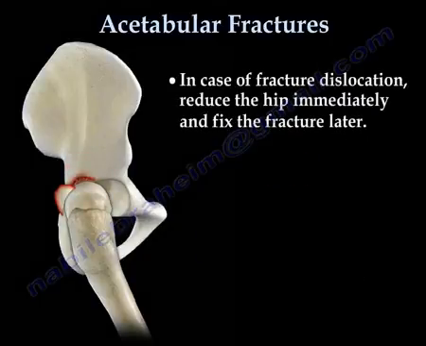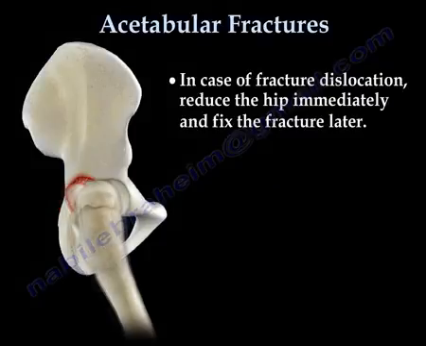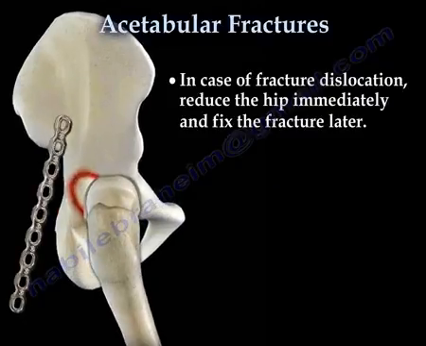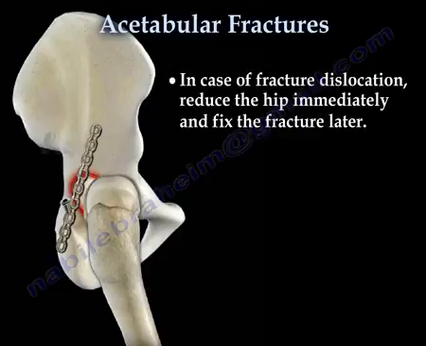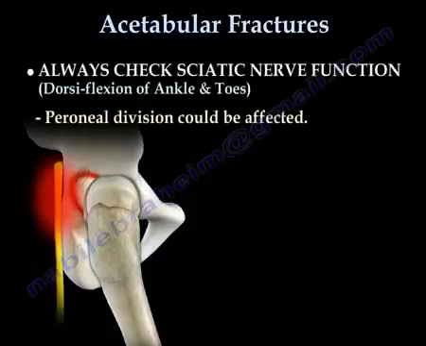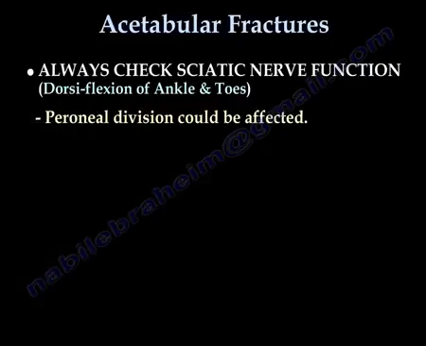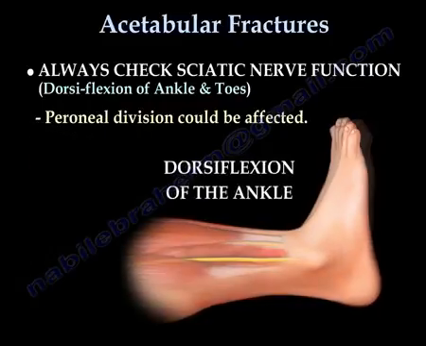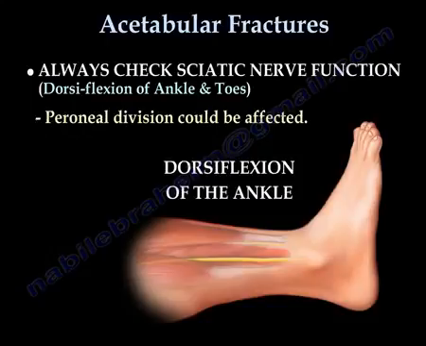In case of fracture dislocation, reduce the hip immediately and fix the fracture later if the fracture needs fixation. Always check the sciatic nerve function. The peroneal division of the sciatic nerve may be affected. Check dorsiflexion of the ankle and toes.